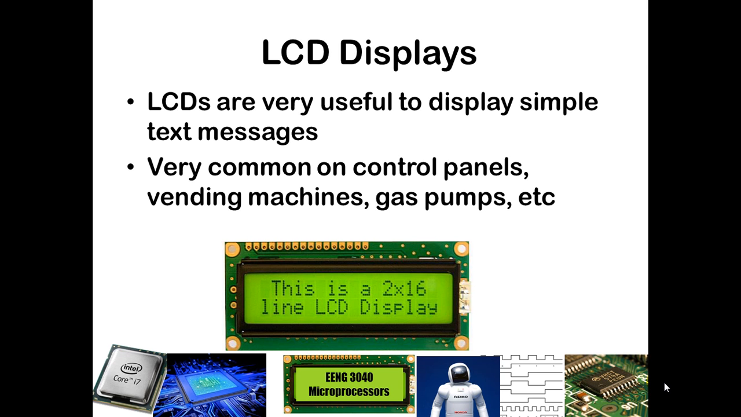They allow us to display characters that we wouldn't be able to display on 7-segment displays, so we can have text, we can have some special characters, really anything you can make out of just a small pixel grid can be displayed on LCD panels. And so you see them a lot.